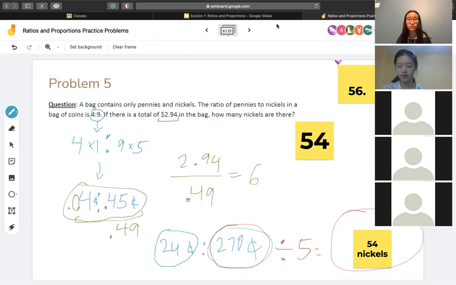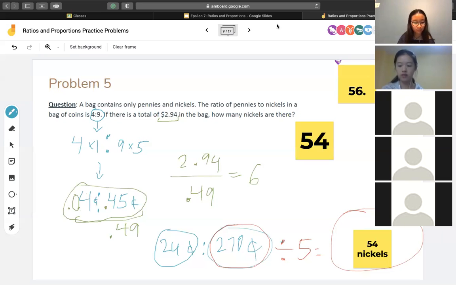Okay, so here we have the ratio of the pennies to nickels, but the question doesn't tell us anything about the total number of pennies and nickels. All the question tells us is that there's going to be a total of $2.94 in this bag. So in order to make this ratio more useful for us, we're going to convert it into telling us how much money is contained in pennies and how much money is contained in nickels.